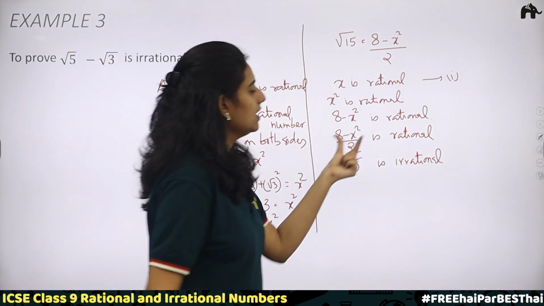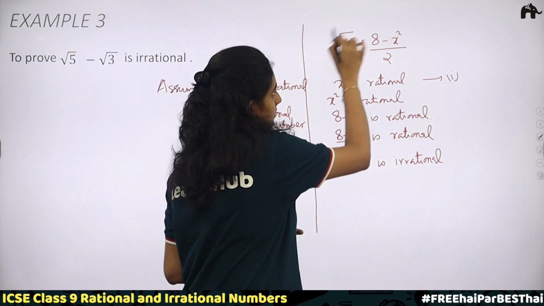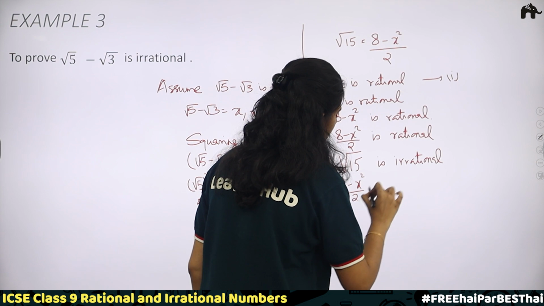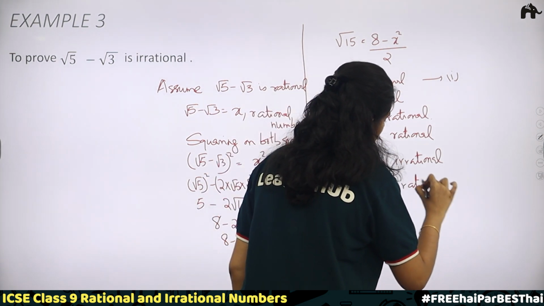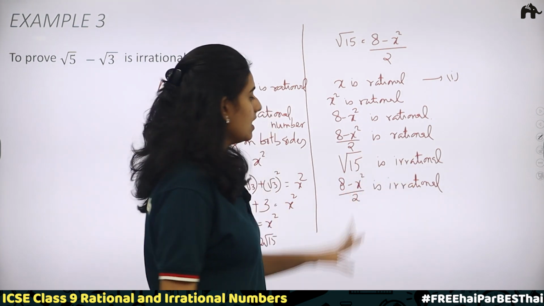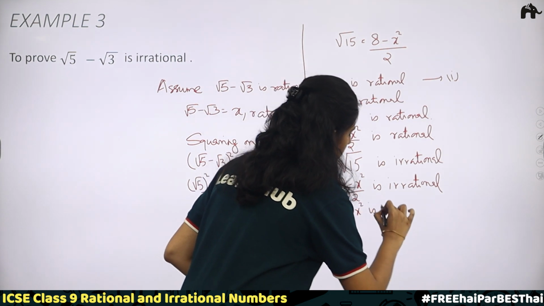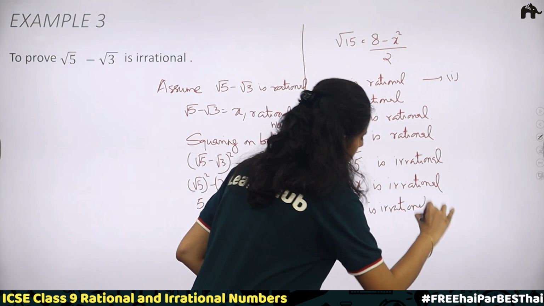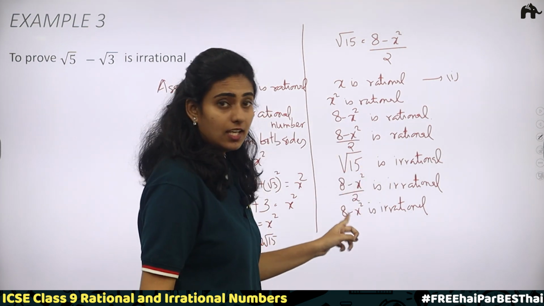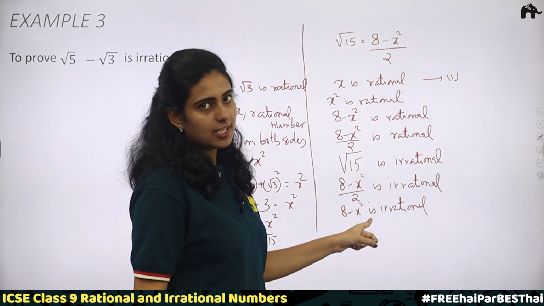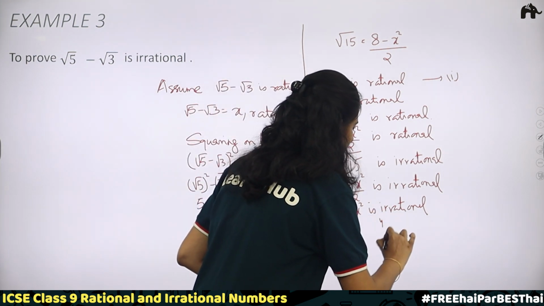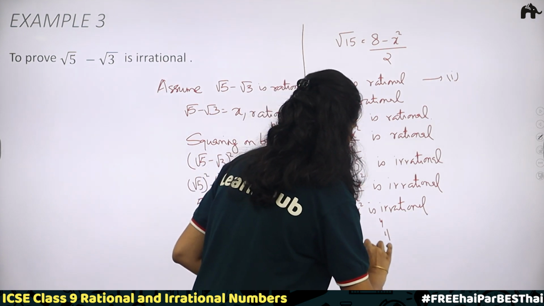Okay, if the left hand side is irrational, then the right hand side should also be irrational. 8 minus x square divided by 2 is irrational then. If 8 minus x square divided by 2 is irrational, then 8 minus x square is irrational. If 8 minus x square is irrational, 8 cannot be irrational, it is a rational number. So x square should be irrational. Yes, x square is irrational. If x square is irrational, then surely x should be irrational. Okay, x is irrational.